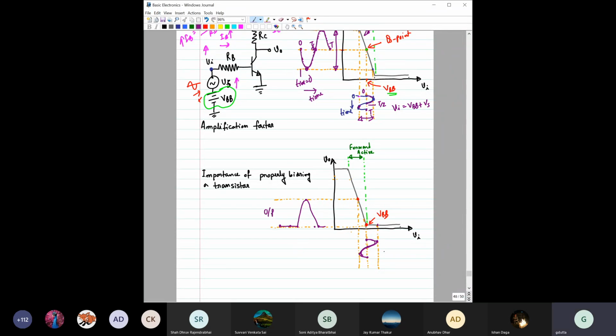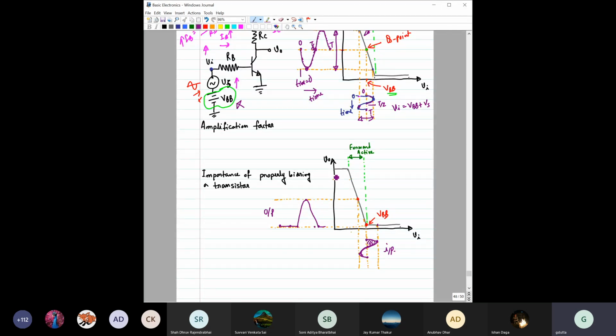Output, this is input, right? So you have seen that here everything is the same, right? In the circuit we have only changed the value of VBB, such that instead of putting the Q point here, you have put the Q point here. So now you can see that the positive half of the signal is completely getting clipped here, right? Or it's not able to amplify it. So you are getting nothing here, but you are getting only the amplification of this negative part.